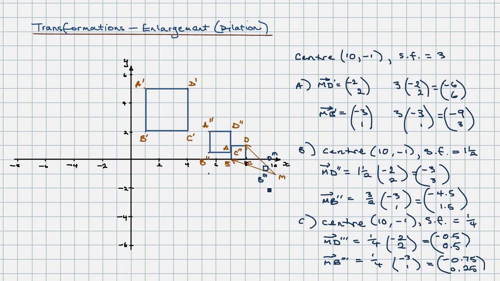The other thing we might just want to note before we move on is that it moved not in the direction that we seem to be moving in all the other times, to the left and up, but this time it moved in the opposite direction. It moved down and to the right. So when we've got a fractional scale factor, it's going to be moving downwards in the opposite direction towards the centre of enlargement.